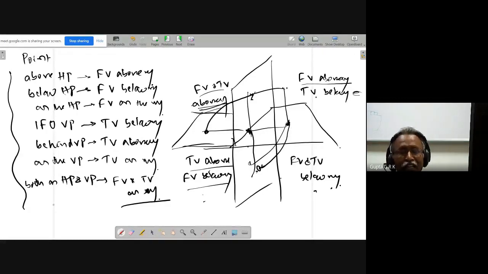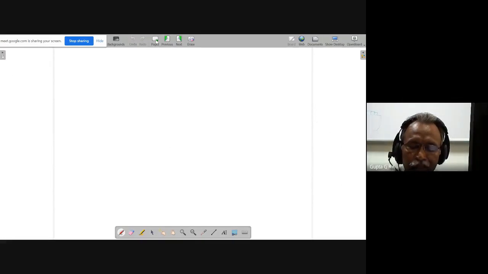And it is not enough. I have to know the distances. When you draw, I have to know how much above, how much below, how much in front of, how much behind. If I know, I can draw the front view or top view with respect to XY. So I will see how the information goes.